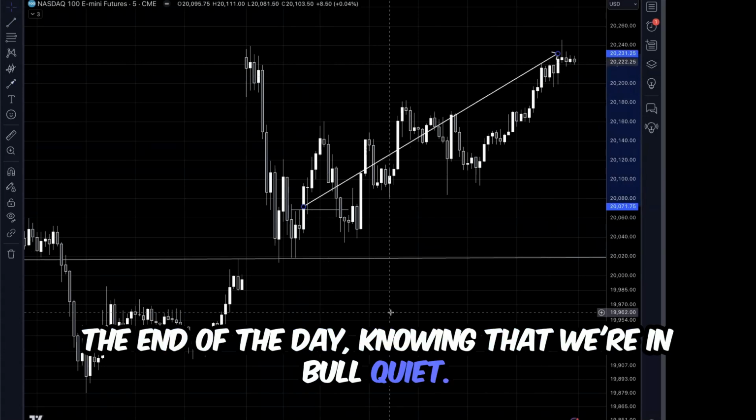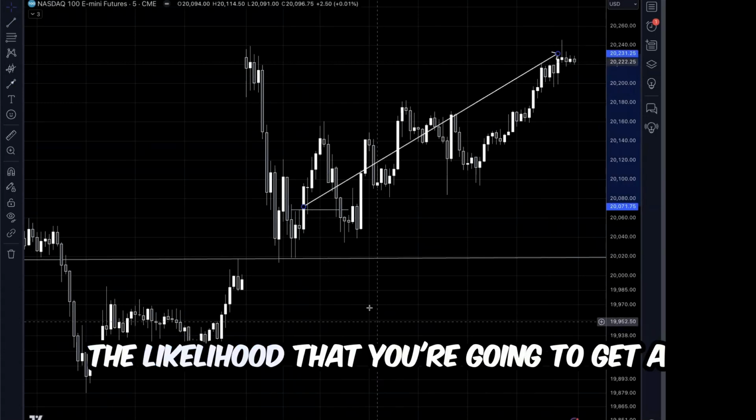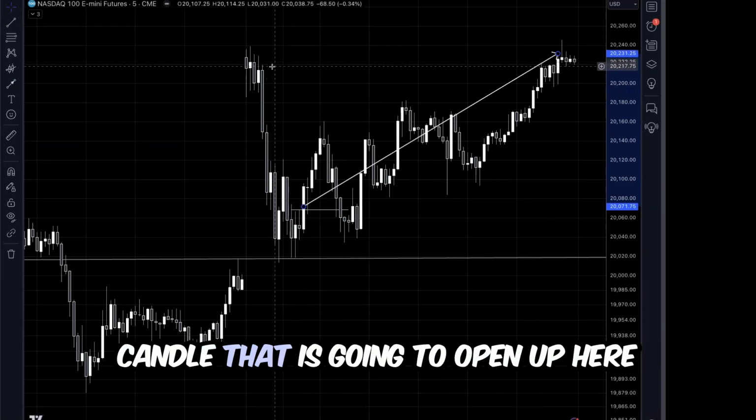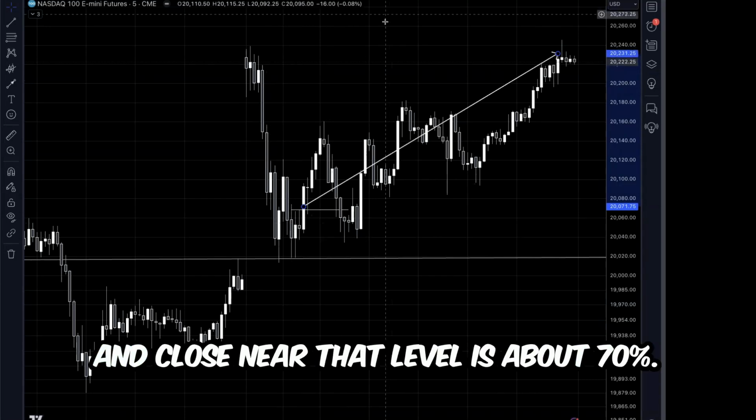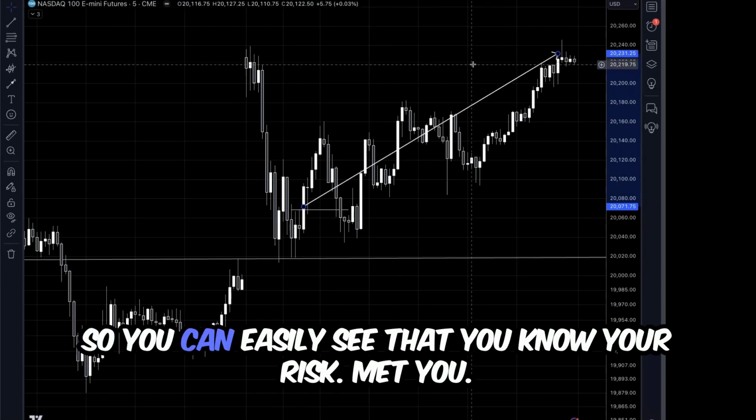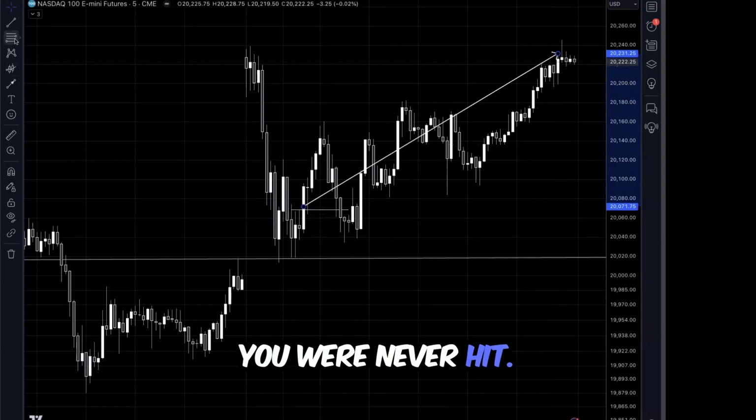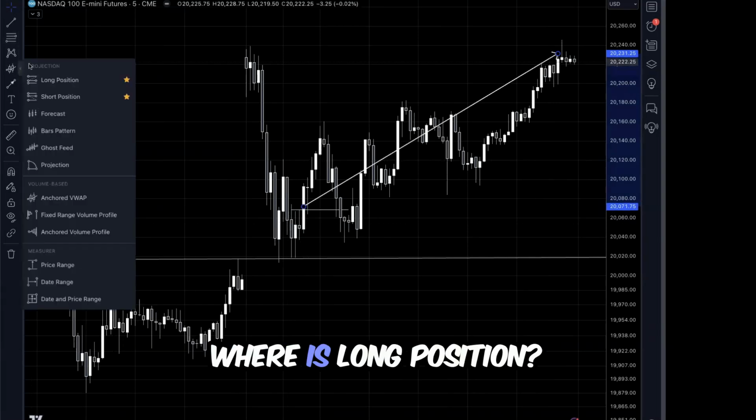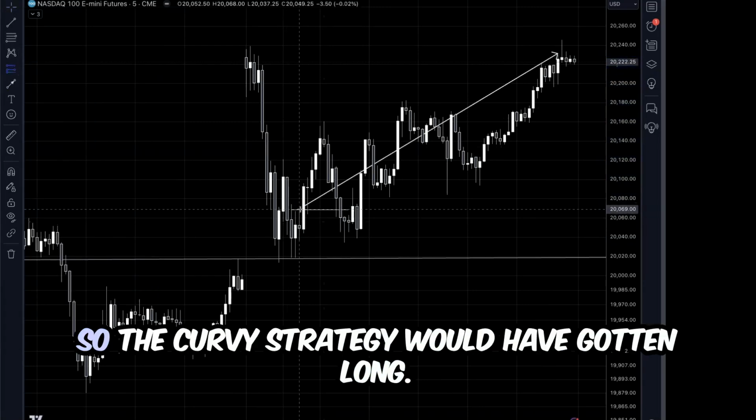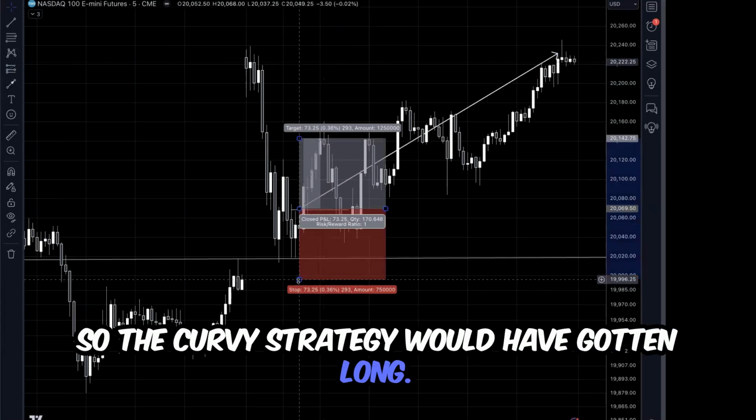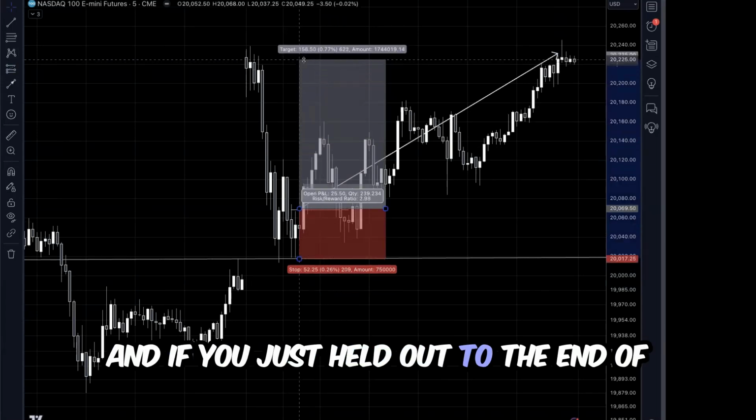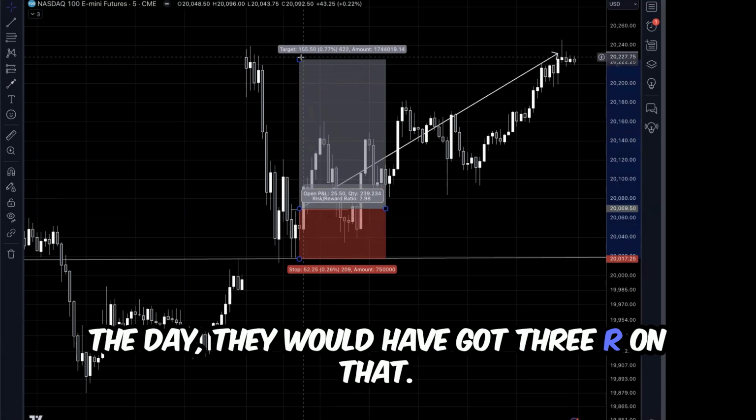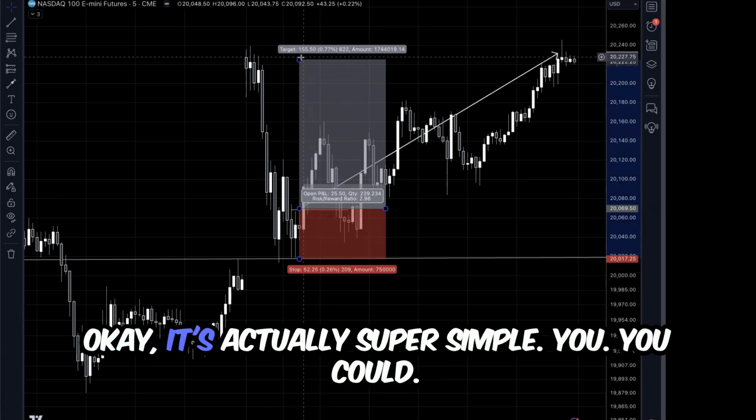Knowing that we're in bull quiet, the likelihood that you're going to get a candle that is going to open up here and close near that level is about 70%. So you can easily see that your risk was never hit. The curvy strategy would have gotten long, put your stop right in there. And if you just held out to the end of the day, you would have got 3R on that. It's actually super simple.